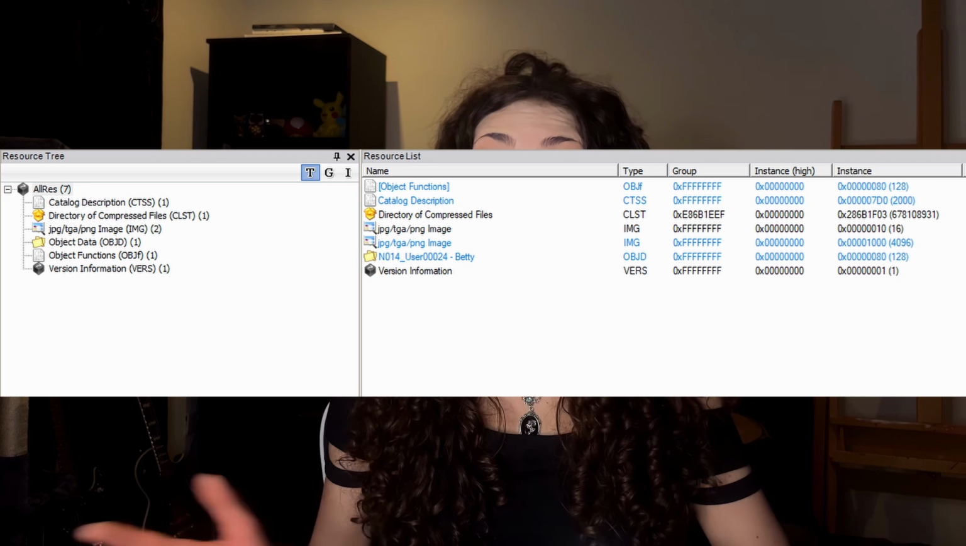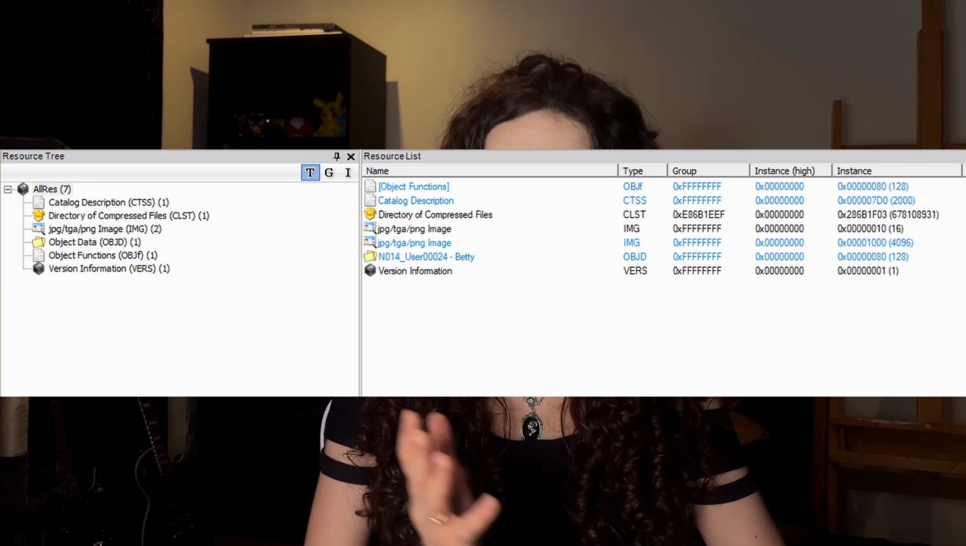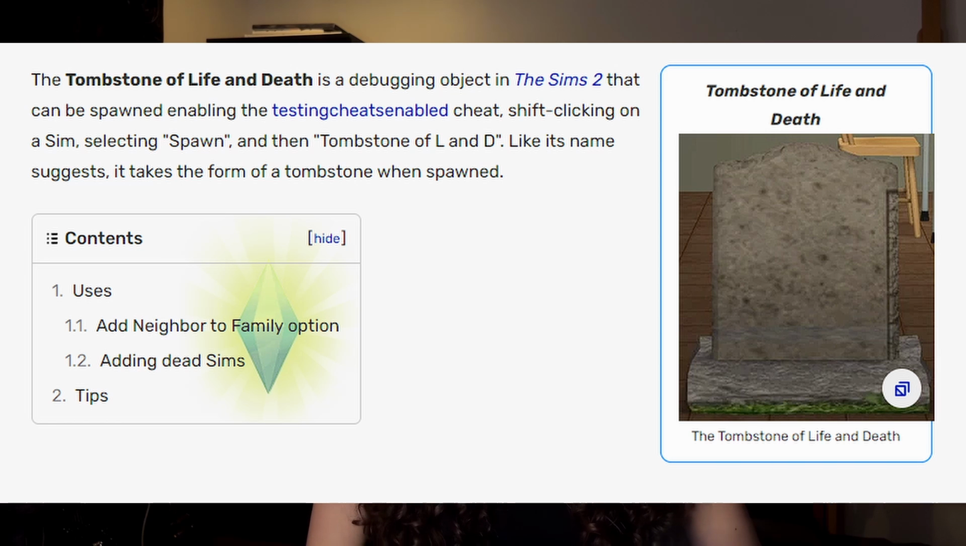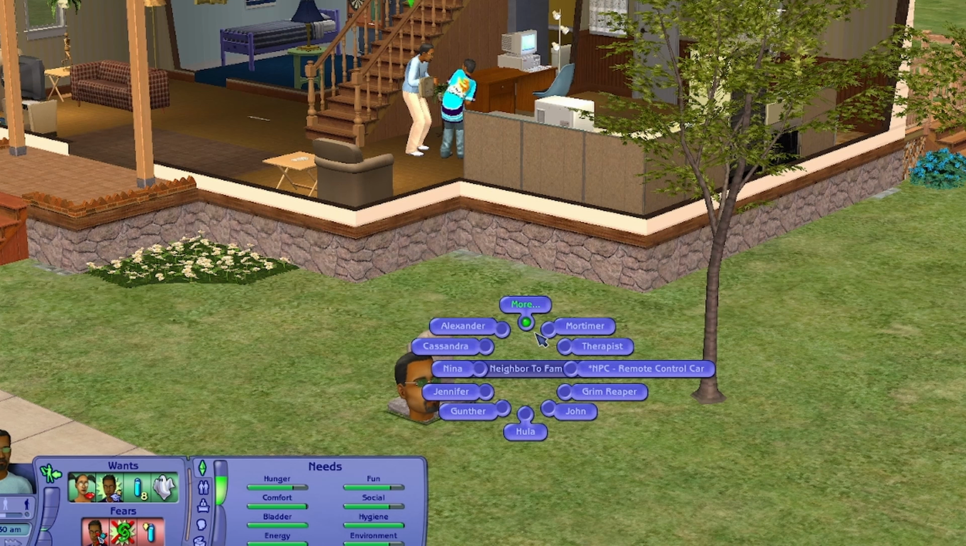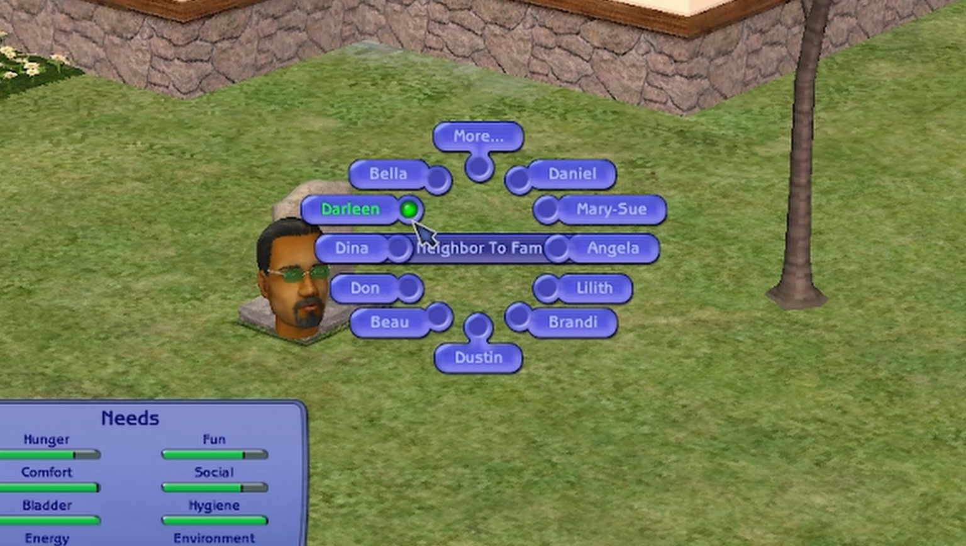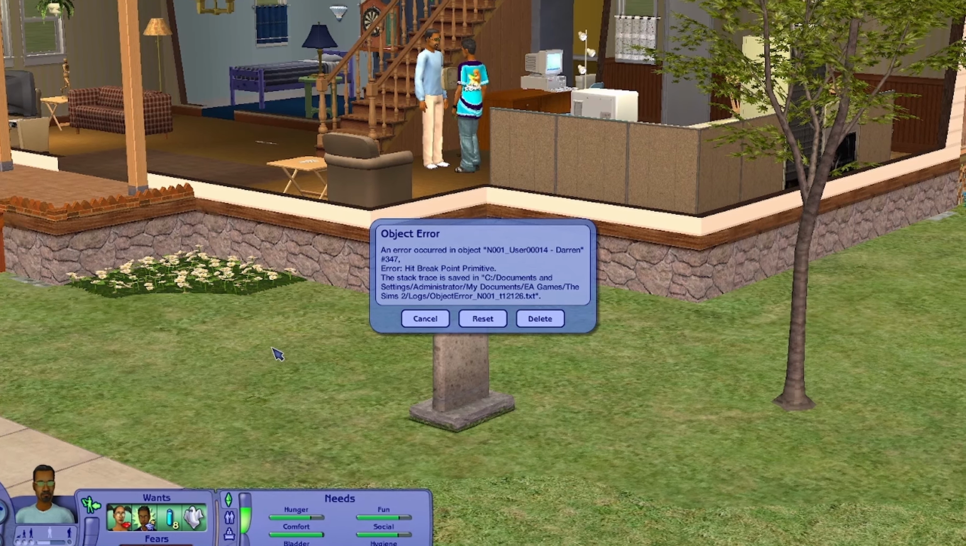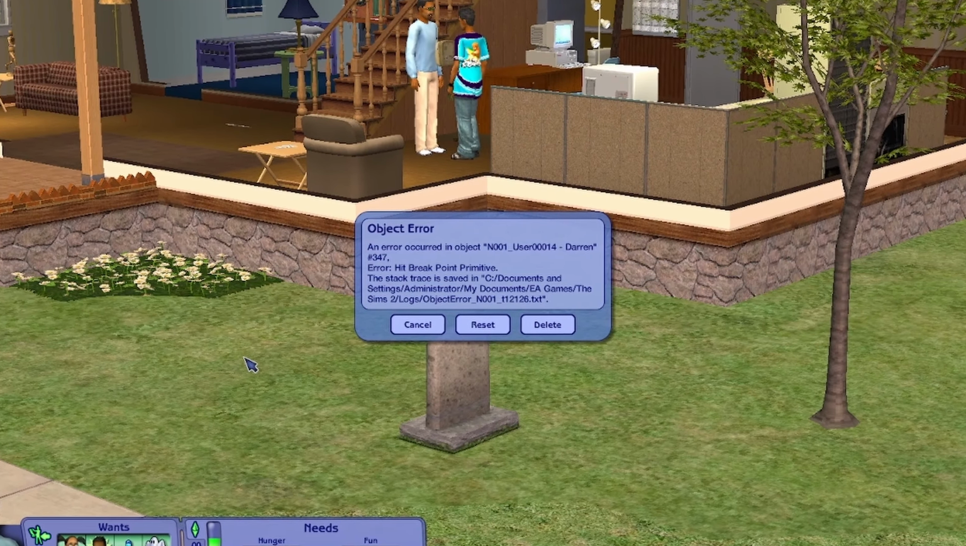Soft deleted Sims are completely and permanently inaccessible during gameplay. And that's because their 3D data gets deleted in the process, so the game has nothing to render. This is why you can't just bring the deleted Sims back using the Tombstone of Life and Death. Interestingly enough, the option to spawn those Sims would still appear on the tombstone in earlier versions of the game, but you would see the hit breakpoint primitive error when trying to add them.